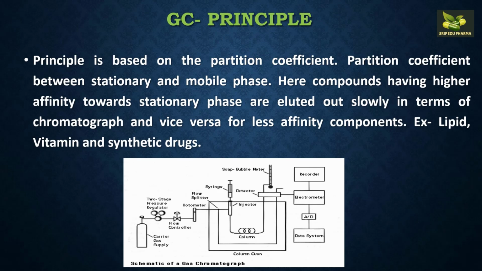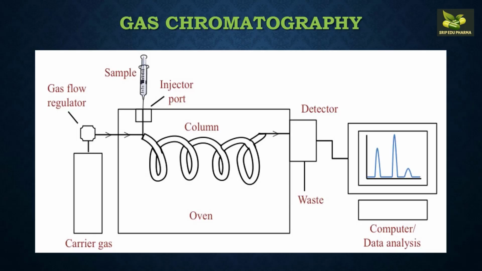The other gases have explosion properties and interactions with the column. Such disadvantages are associated with those carrier gases. So the common carrier gas used in GC is helium gas. That's why it is commonly recommended for the separation of lipid, oily, waxy materials, vitamins, synthetic drugs, etc.